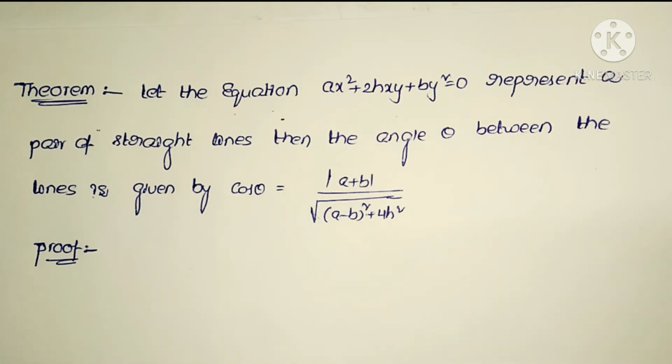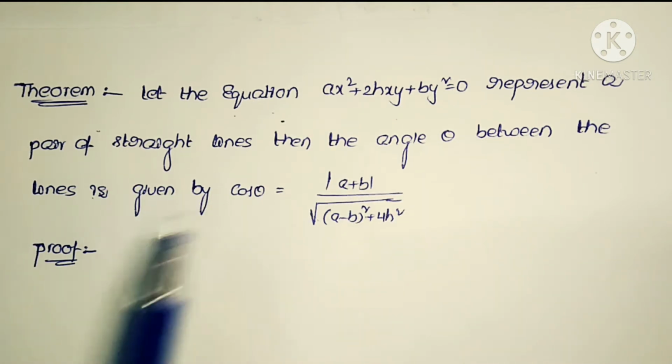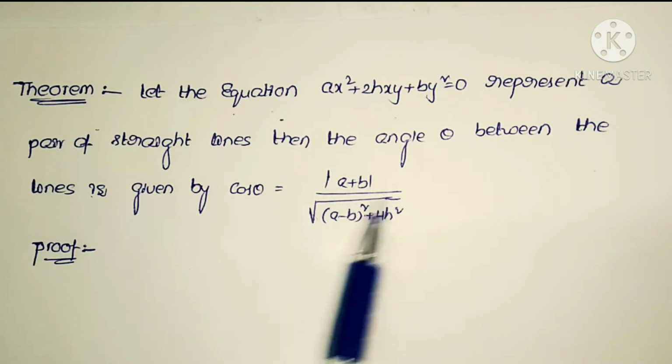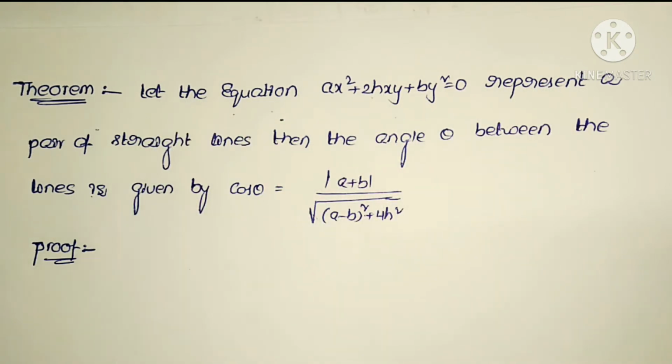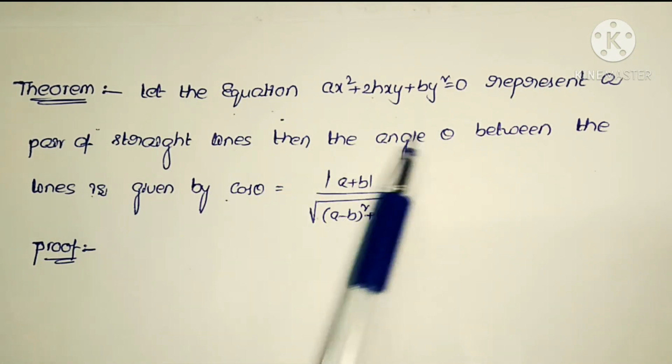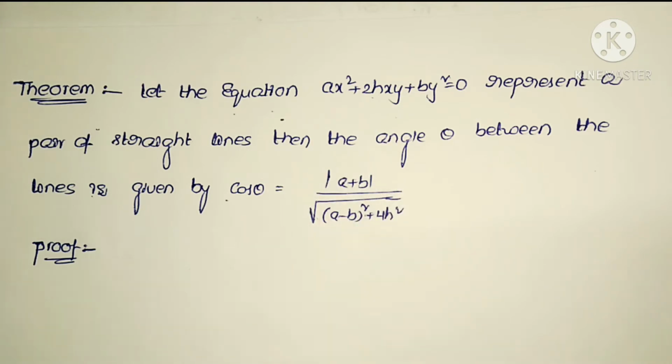The angle between the lines is given by the formula cos theta is equal to mod (a + b) by square root of (a - b)² + 4h². What is the given data? Given equation represents a pair of straight lines. Now we want to show that the angle between the lines is equal to this formula.